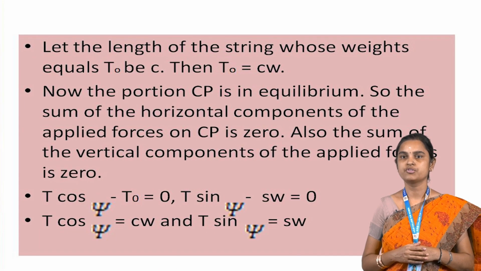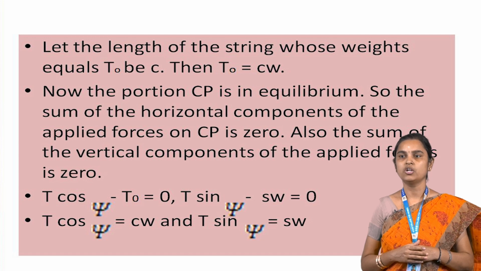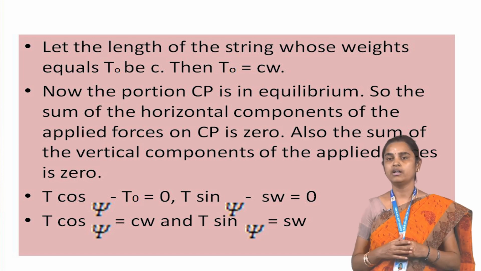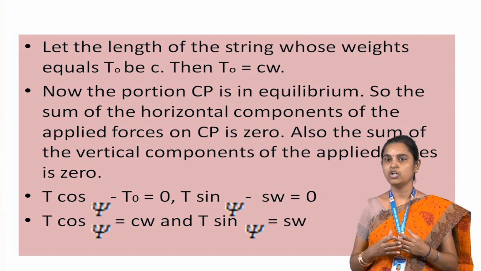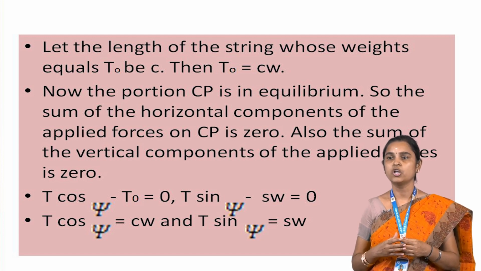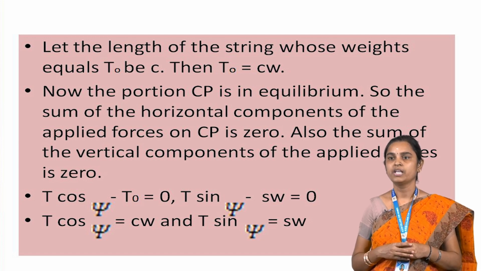Let the length of the string whose weight equals T naught be c, then T naught equals cw. Now the portion CP is in equilibrium. So the sum of the horizontal components of the applied forces on CP is 0. Also the sum of the vertical components of the applied forces is 0. Just remember that you use cos psi for horizontal components and sin psi for vertical components. Therefore we get T cos psi minus T naught equals 0. When the vertical components of the applied forces is 0, we get T sin psi minus Sw equals 0.